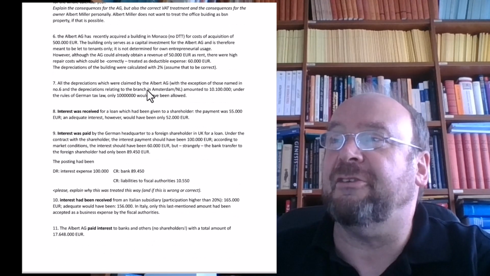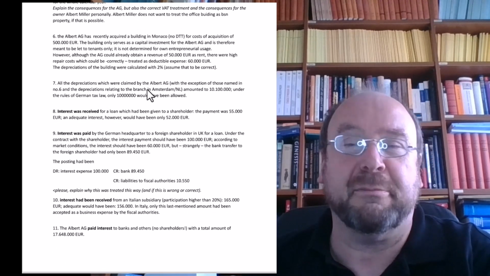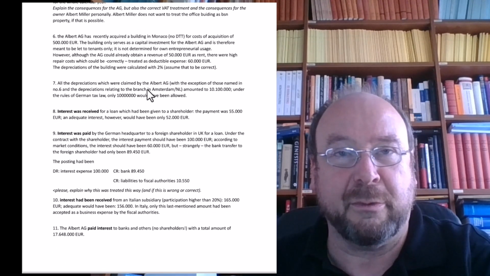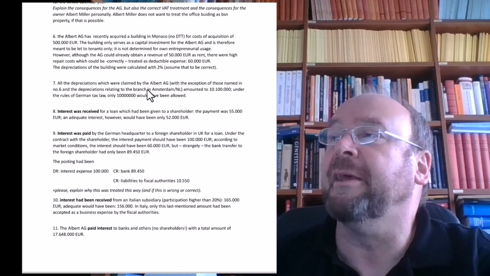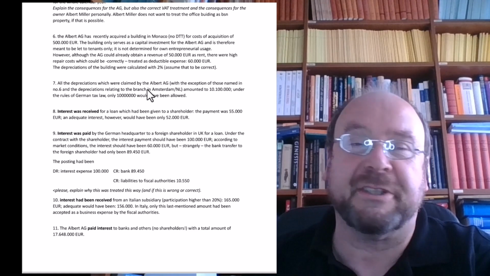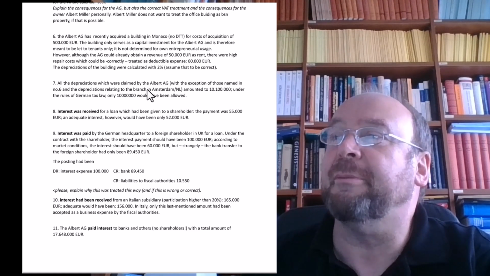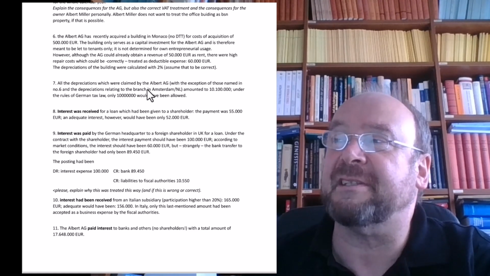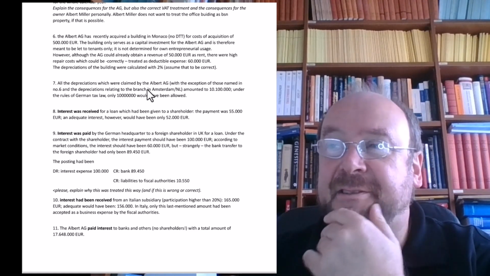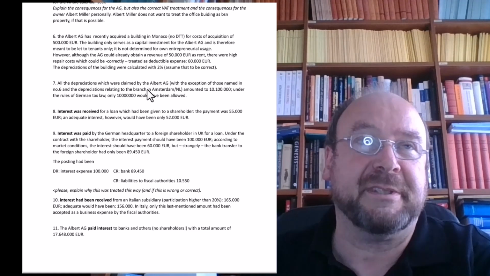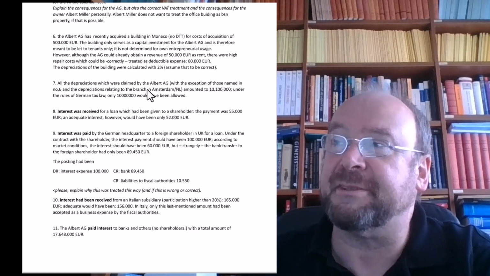Number 6. The Albert AG has recently acquired a building in Monaco, a country where there is no double taxation treaty between Germany and Monaco, for cost of acquisition of 500,000 euro. The building only serves as a capital investment for the Albert AG and is therefore meant to be let to tenants only. They don't use it for their own entrepreneurial purposes.